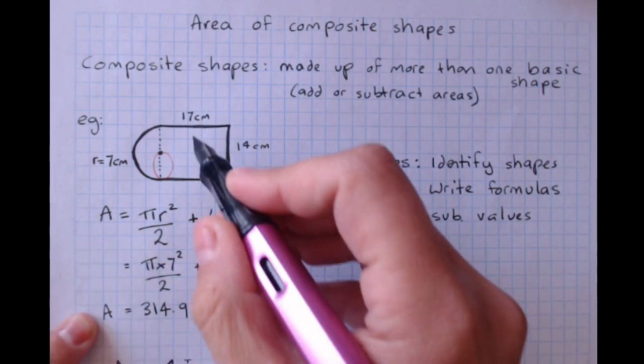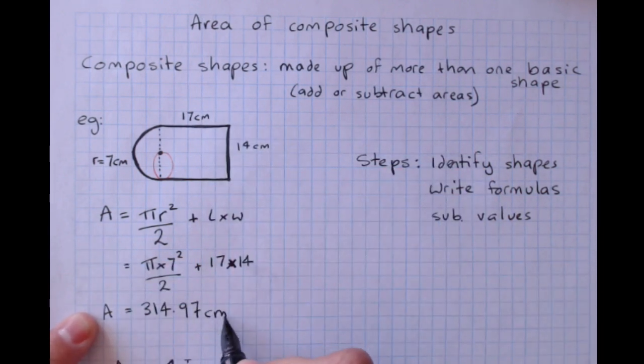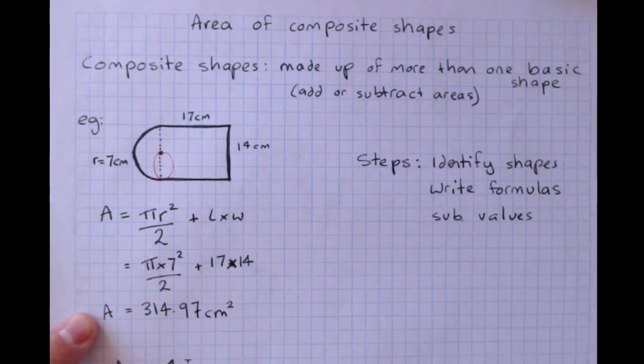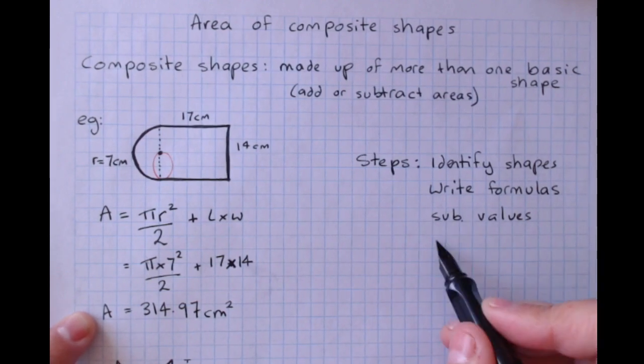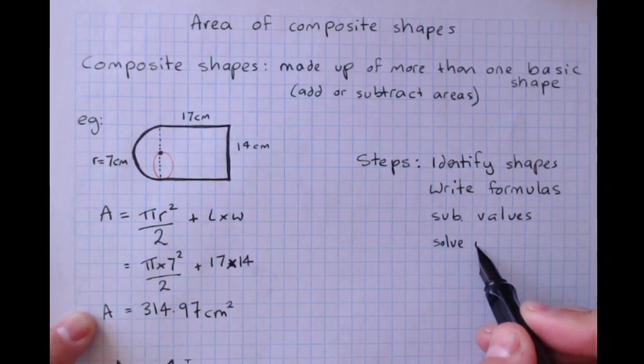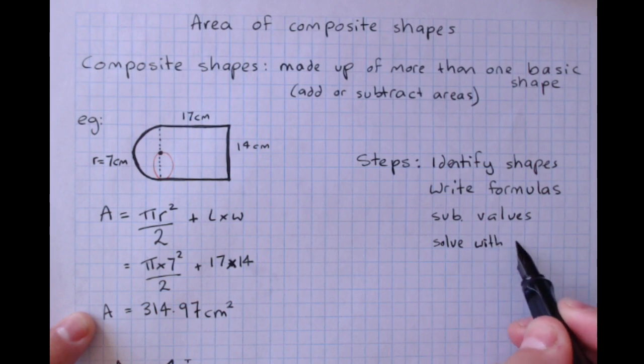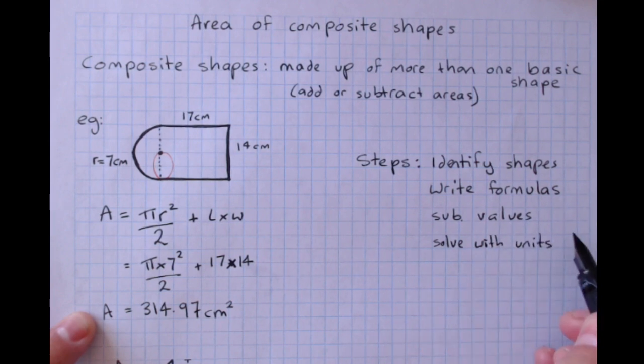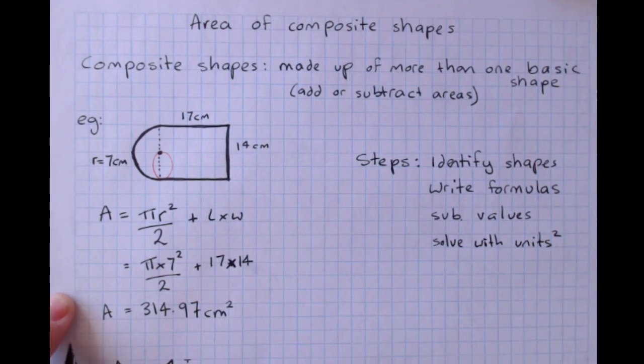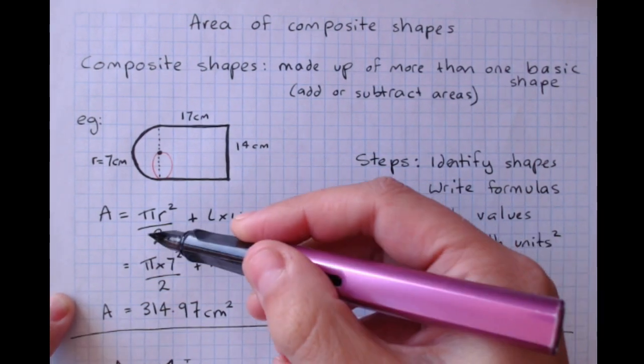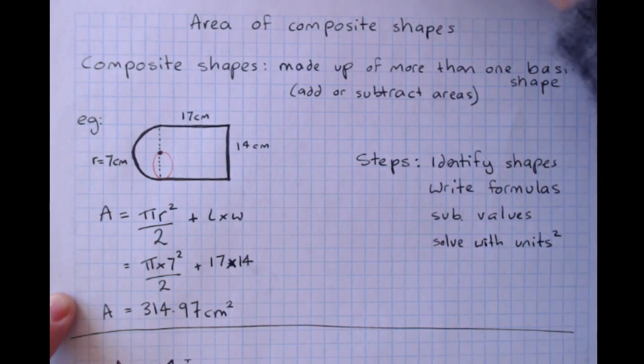We come back to area. We were in centimeters, so in area we're centimeters squared, because we're counting the little squares that fit into the shape. So give the answer with units. And our units for area will be units squared. So that is how to do it with a combined formula.